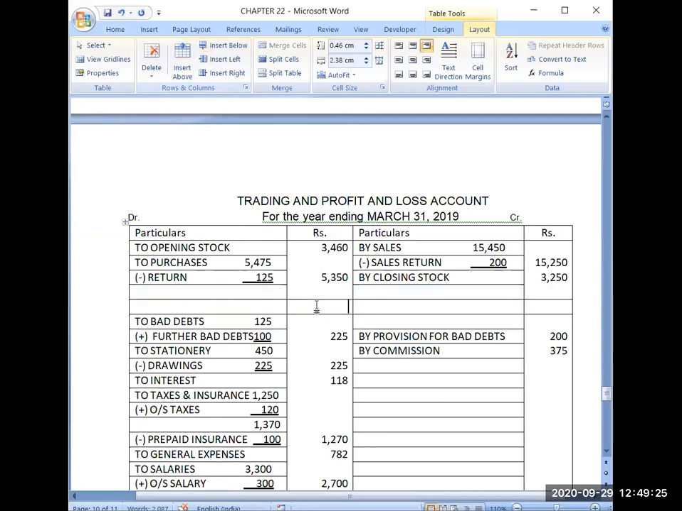Okay. Now this is a very small trading account. Opening stock is there, purchases are there, sales amount is there, and closing stock is there. No direct expense is there now. So first I have to check which total is greater, debit side or credit side. Obviously, credit side total is greater. That's why I will get a gross profit in answer. I will write here gross profit.